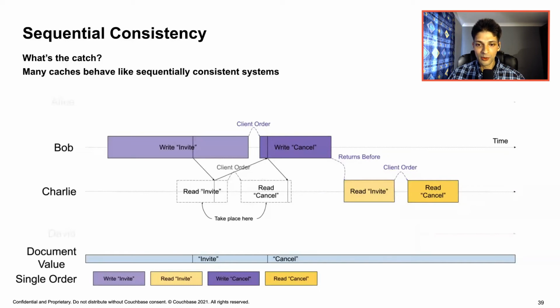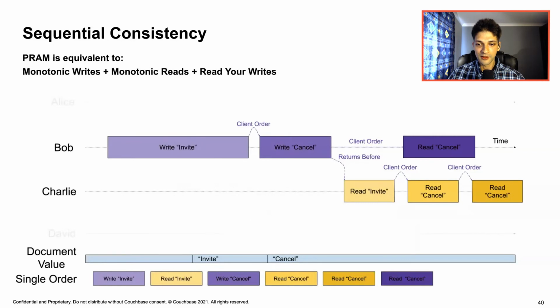A subsequent purple read returns a cancel. This is known as read-your-write consistency. Every client agrees that invite is followed by cancel. This is known as monotonic write. And finally, a subsequent yellow read operation can no longer observe invites once a cancel has been seen. This is known as monotonic reads.